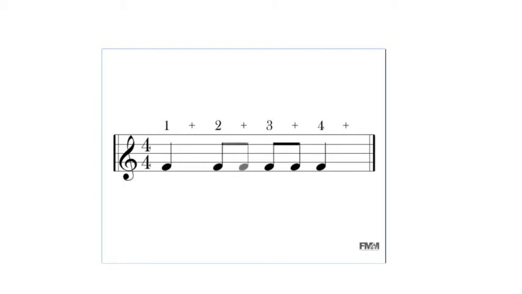Let's take a look at measure 2. In measure 2, beats 1 and 4 contain quarter notes, and beats 2 and 3 are each divided into two equal halves, or eighth notes. Let's count. 1, 2, and 3, and 4.